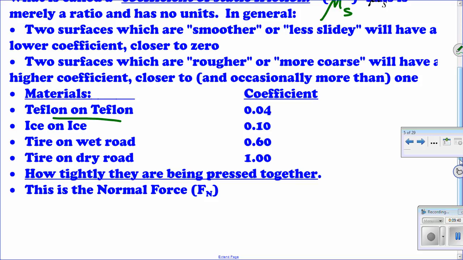Surfaces which are smoother or... Oh, yeah, totally. Yeah, 100%. Thank you. I apologize.